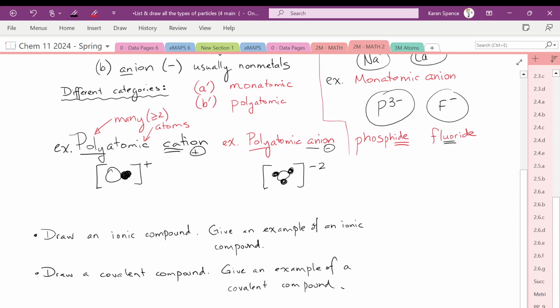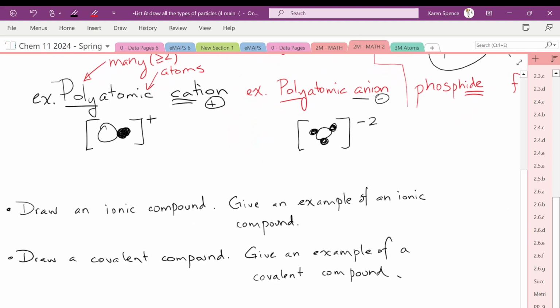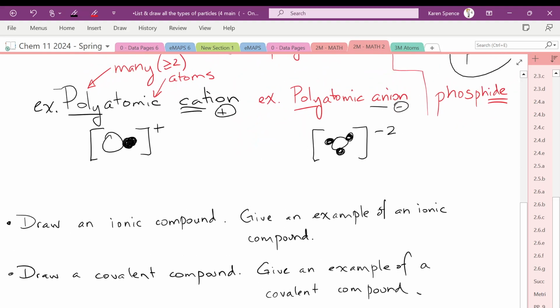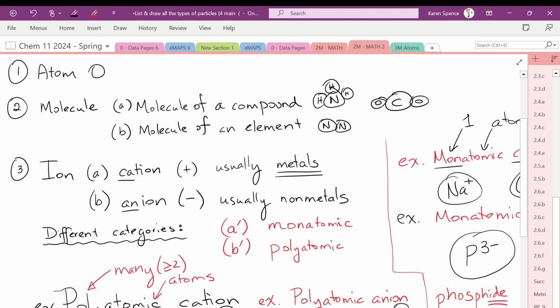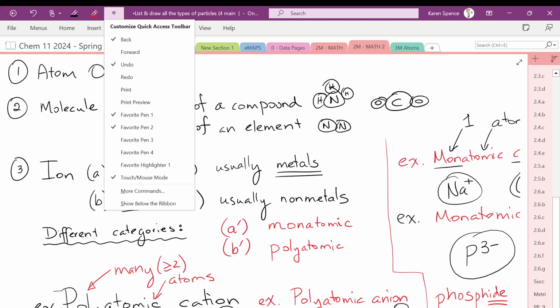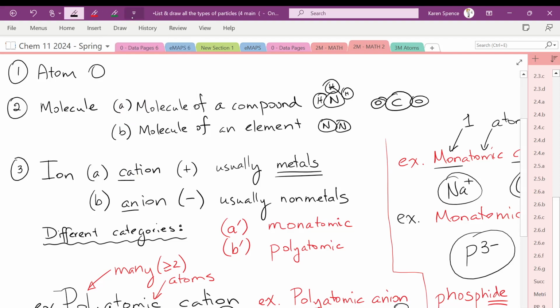Draw an ionic compound and give an example of an ionic compound. Show your partner what you drew for that one. If you haven't done it yet, do it now. Salt. Give it a try. Oh, we're not done yet. Because we only got how many? We only got 3. Oh, oops, I'm rushing ahead.